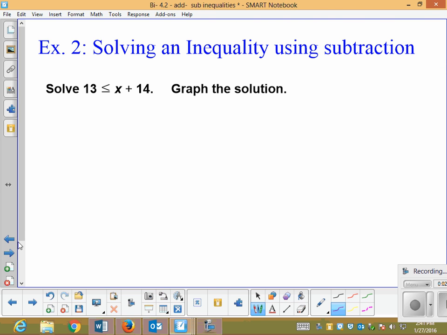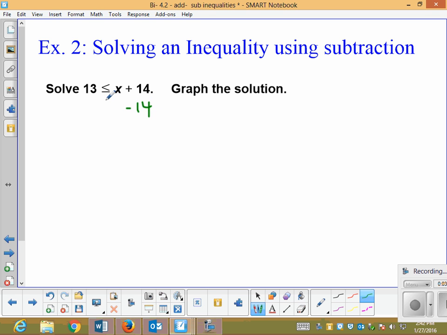All right, example 2. In example 2, now we're going to, instead of add, we're going to subtract. So same idea. How do you get x or the variable by itself? You want to isolate it by getting rid of the numbers that are attached to it. I see a positive 14 attached to it. So I'm going to get rid of it by doing the inverse, which is negative 14.